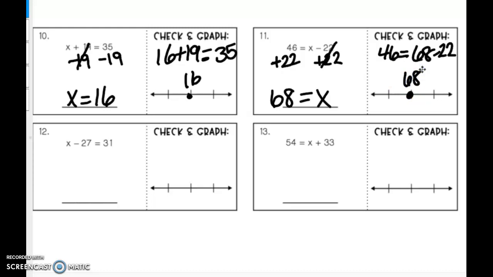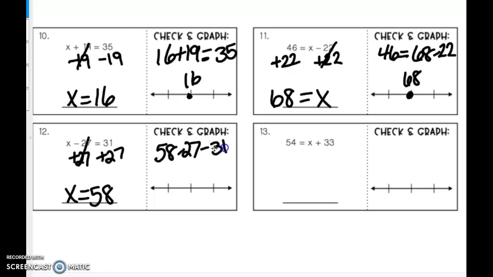So sometimes this gets a little tricky, so don't try to do everything in your head. Okay, we have x, it's being minused by 27, and it equals 31. The opposite of minusing 27 is to add 27. Those cancel out because negative 27 plus 27 is 0, so we're left with x. 31 plus 27 is 58, and so 58 minus 27 equals 31, and our answer here would be 58.